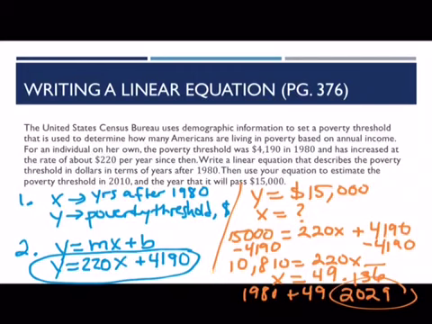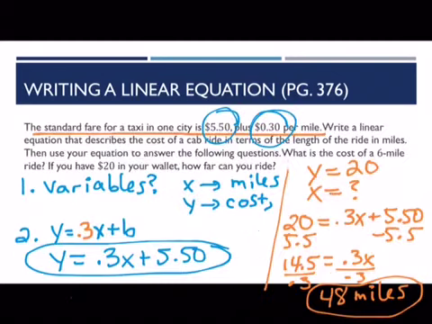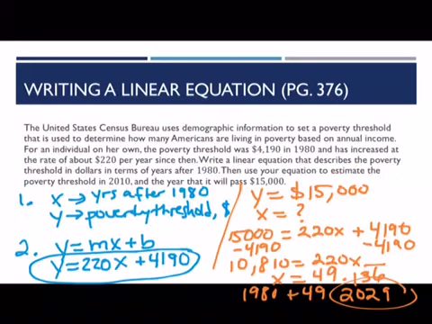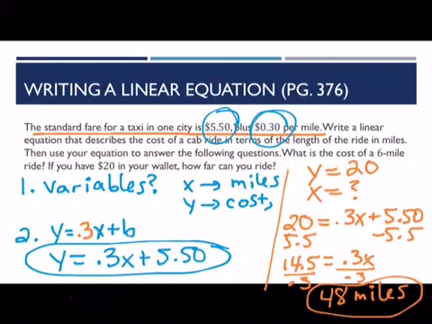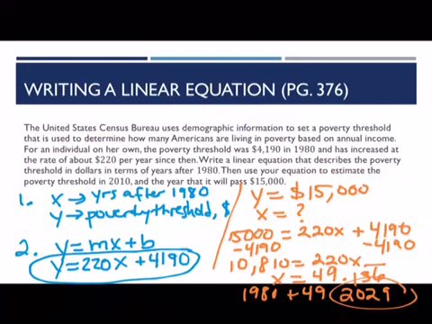Okay, so let's go back to the equation in each of these two examples we've done. In the previous example, we had 0.3 as the slope and 550 as the y-intercept. In the second one, 220 is the slope and 4190 is the y-intercept. Well, let's look at those slopes first. In the first example, 30 cents is the cost per mile, and in the second example, 220 is the rate that the poverty threshold increases per year.